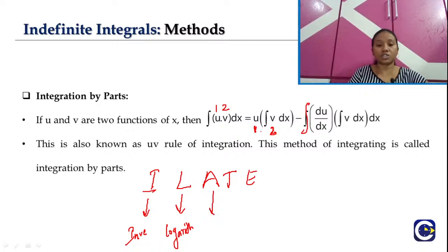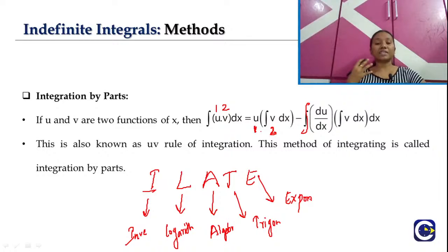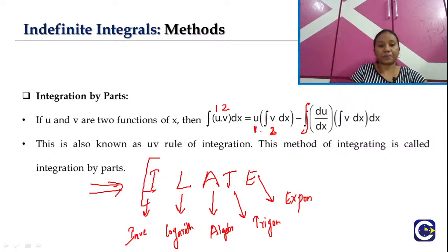And third goes to algebraic, and fourth goes to trigonometric function, and the fifth, that is E, is the exponential function. So the basic rule to decide which is the first and which is the second function amongst our u and v is to follow this rule of ILATE. Right, so this is the basic rule.